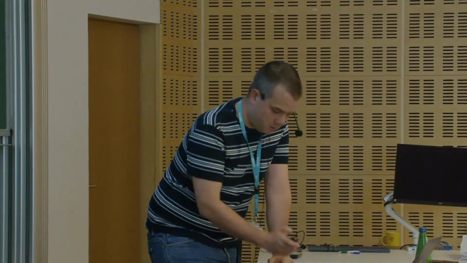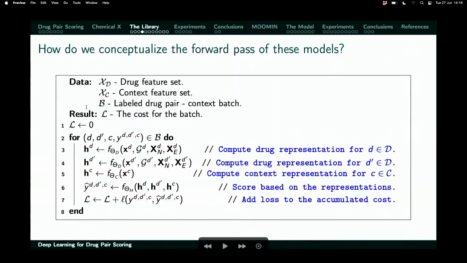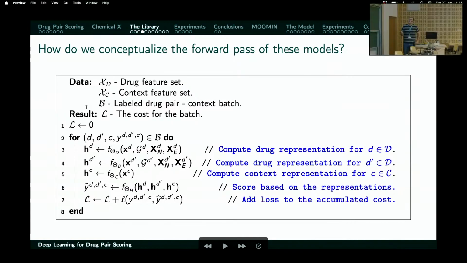Thank you. Yeah, cool. And finally, we assume that you have this labeled drug pair context batch, and this consists of a drug index for the first drug, a drug index for the second drug, a context, and some sort of label. So you can imagine this as an oncology drug A, oncology drug B, a specific cancer cell line, and whether there is synergy or not between that pairing for that specific cancer cell line.